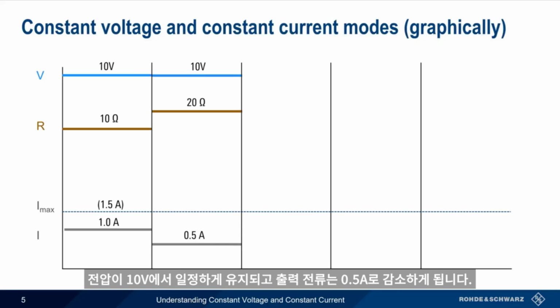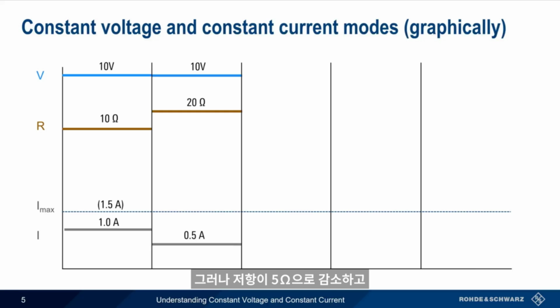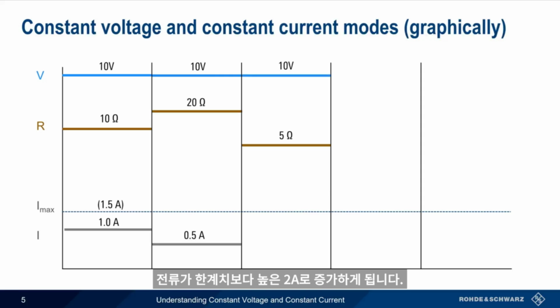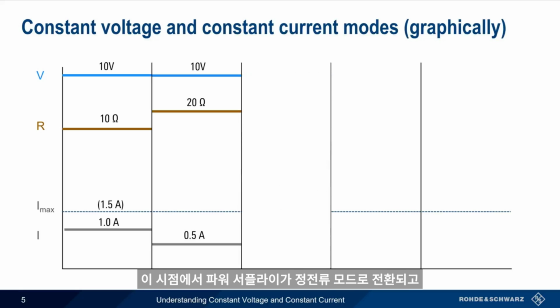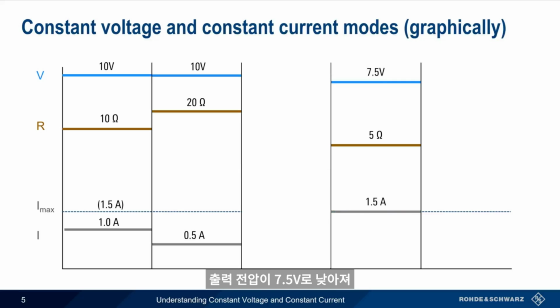decreases to 0.5 amps. But if resistance were decreased to only 5 ohms and voltage were to remain constant at 10 volts, current would increase to 2 amps, which is above the limit. Instead, at this point, the power supply would enter constant current mode and would lower the output voltage to only 7.5 volts, so that the output current is limited to the configured maximum value of 1.5 amps.